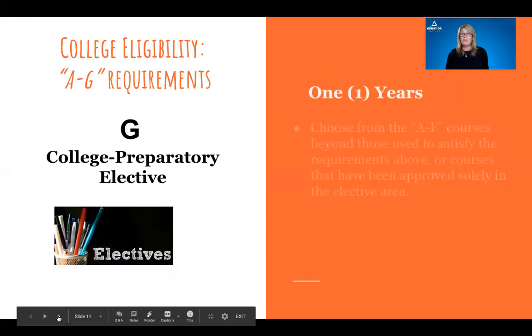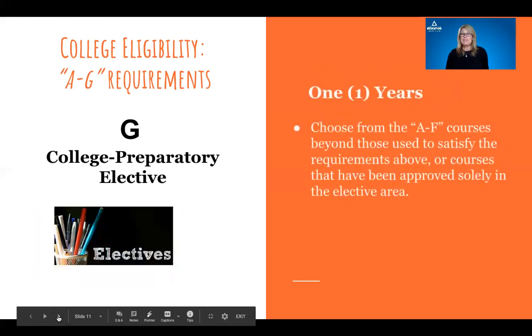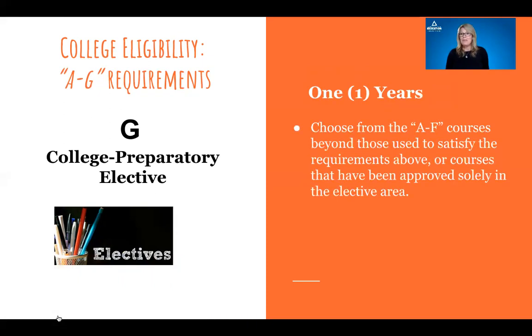So this is a 1-year requirement, and typically students meet this without even knowing it or planning for it, because it could be that 3rd year of a lab science. It could be that 4th year of math. It could be any of those that count towards this elective. Or if you take 2 years of choir and they both meet the F requirement, then that 2nd year can be counted as an elective as well.